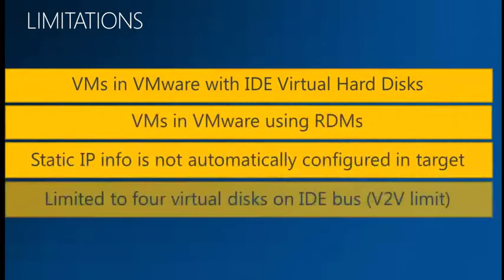So there's a couple of limitations, though it's not too bad. So if you've got any VMs in VMware with IDE virtual hard disks, anybody in that situation? Because generally the only way you get in that situation is you take something from Hyper-V and move it to VMware. So that probably doesn't occur a lot in the wild. So that's the first one, no big deal. VMs in VMware that are using RDMs. Want to talk about that for a second? So basically, the Veeam backup engine works on image-based technology, so it's snapshots.